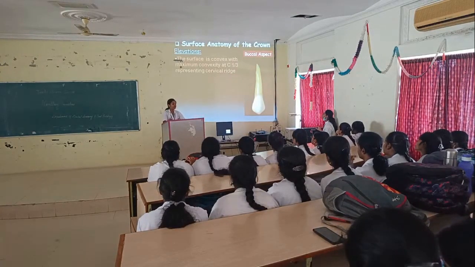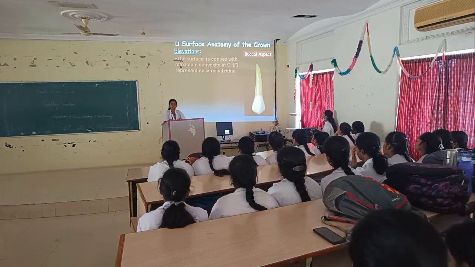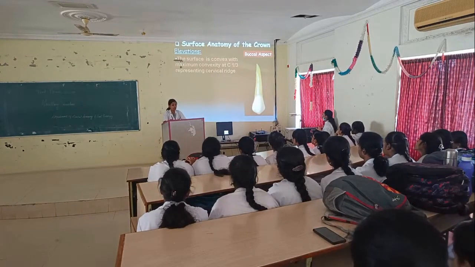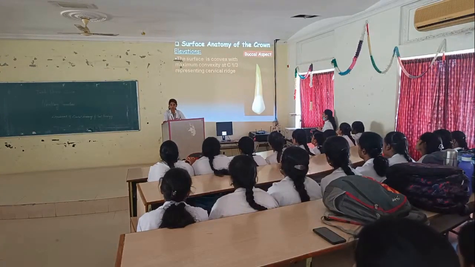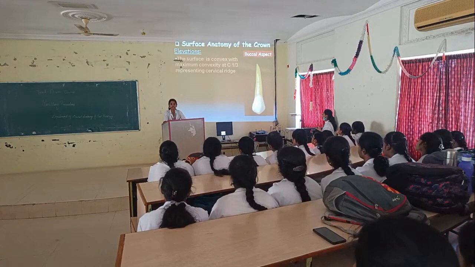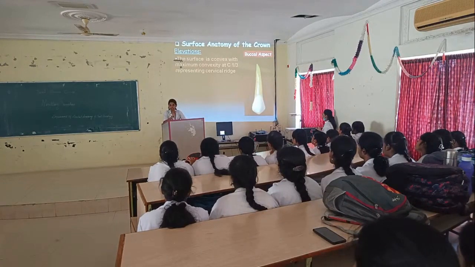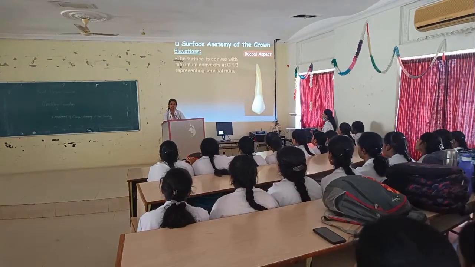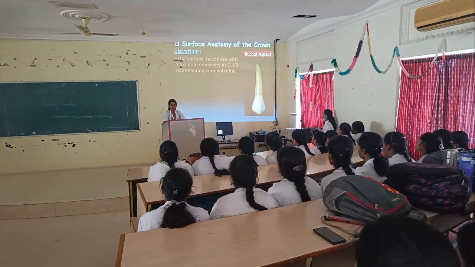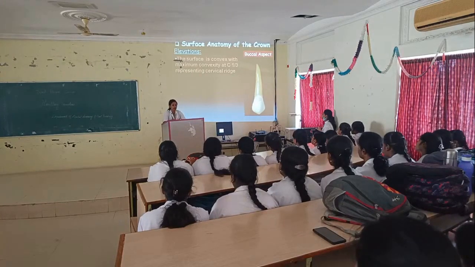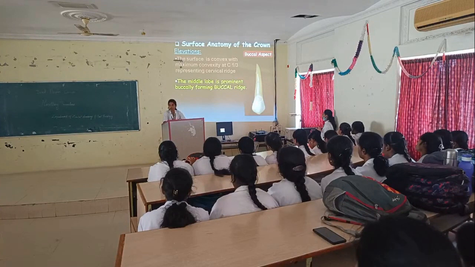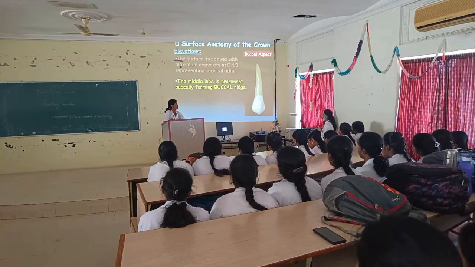Next, we are going to see the surface anatomy of the crown. Here we are going to see elevations and depressions. Elevation: the surface of the crown is convex and the maximum convexity is present at the cervical 1/3, so it forms a cervical ridge. A ridge is nothing but an elongated, linear elevation. So due to the maximum convexity of the cervical 1/3, there is a cervical ridge. Next, the middle lobe is prominent, so it forms a buccal ridge. The yellow color structure shows the buccal ridge.